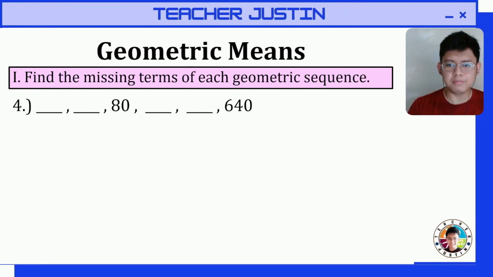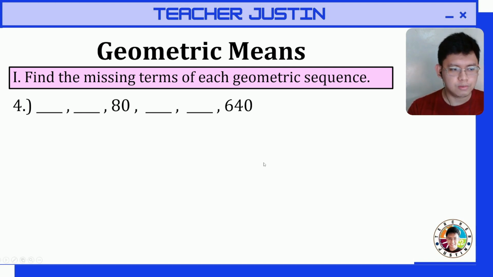Okay. Let's find the missing terms of this geometric sequence. So, meron tayo ditong blank, blank, 80, blank, blank, tapos 640. So, let's complete this geometric sequence. So, para ma-complete natin tong geometric sequence na to, we need to identify kung ano yung common ratio natin na i-multiply to our terms to get to the next term.